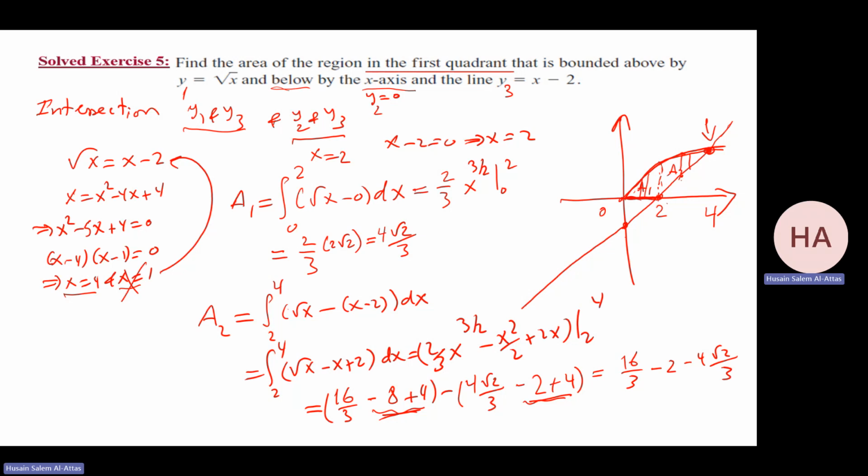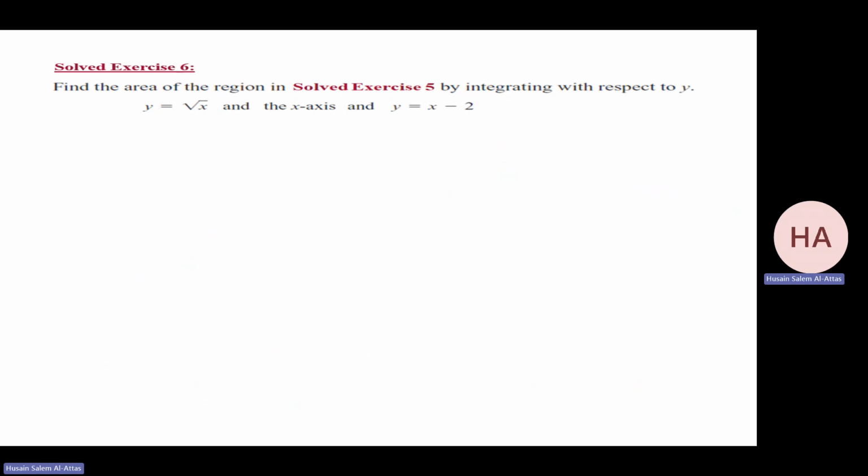That will be A2. So the area will be A1 plus A2, which is 4 square root 2 over 3 plus 16 over 3 minus 2 minus 4 square root 2 over 3. This is cancelled. 16 over 3, that's 16 minus 6 over 3. That gives me 10 over 3. And that will be my answer. Okay.